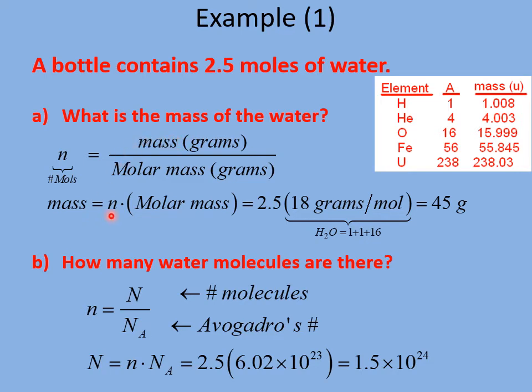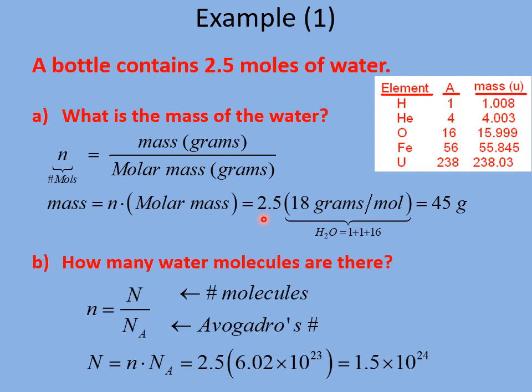So mass is equal to n, which is the number of moles, times the molar mass. Okay, we're just rearranging this equation here. And little n is 2.5 moles, and the molar mass is 18 grams per mole. Now remember how we got that. We're talking about water, H2O, so we can use this table here. The two hydrogens each have a molar mass of 1 gram, and oxygen has a molar mass of 16 grams. So adding that together gives us the 18 grams per mole.